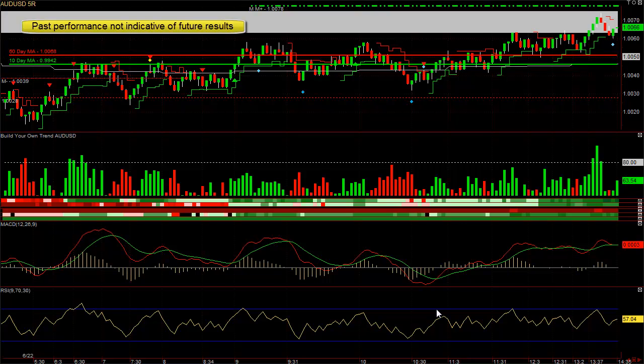So I'm going to be working on a much faster, much more robust, much more statistically based overbought, oversold indicator that we're going to use in combination with the range bar patterns and in combination with the build your own trend statistical momentum tool.